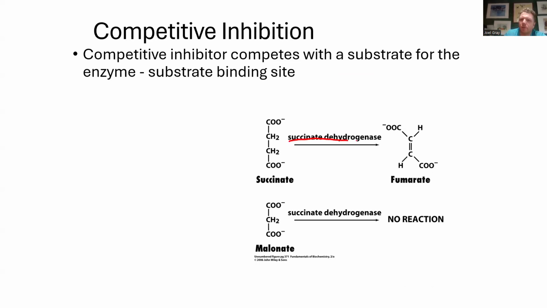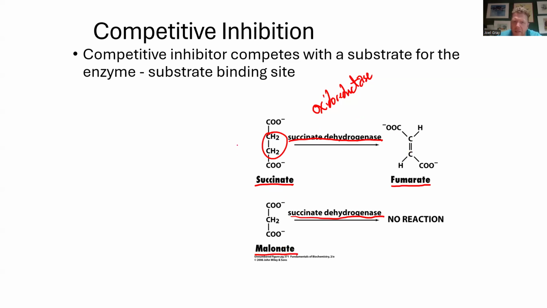Here's an enzyme known as succinate dehydrogenase. This is an oxidoreductase. This oxidoreductase enzyme takes a molecule like succinate and converts it to fumarate. This does an oxidation reduction reaction where basically we're putting a double bond right here. Now, succinate dehydrogenase is an enzyme that is inhibited by a molecule known as malonate.